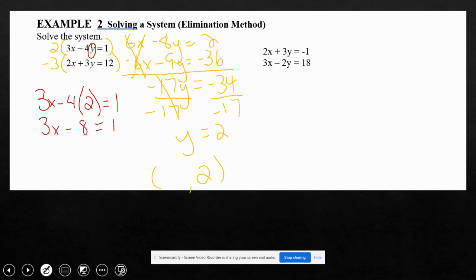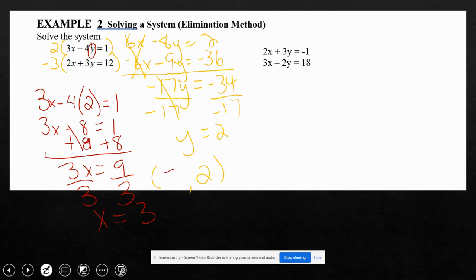4 times 2 is 8. Oops, add 8. 3x is equal to 9. Divide by 3, and x is equal to 3. So the solution to our system, the place where these two lines would cross if I graph them, is (3, 2).